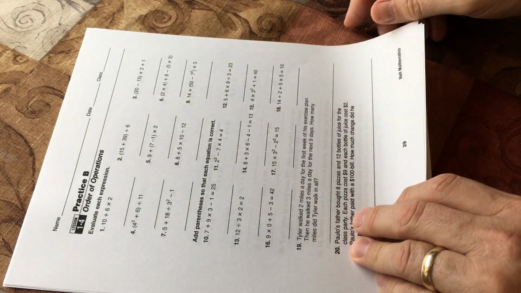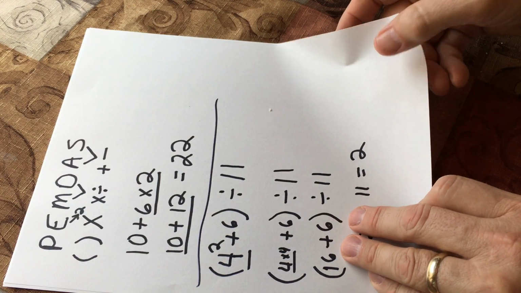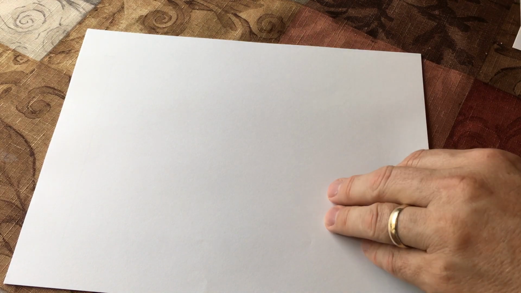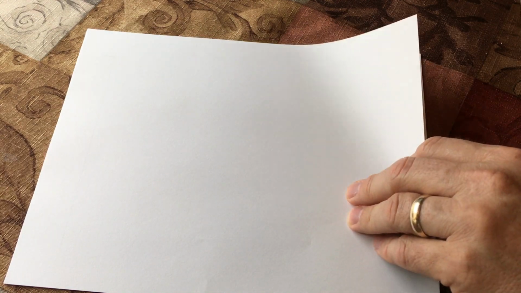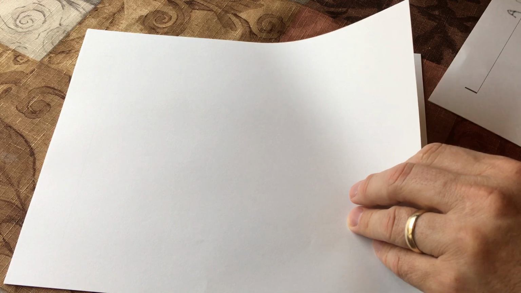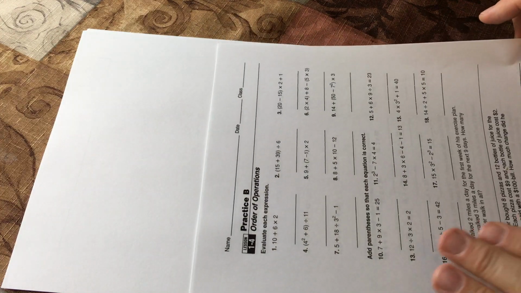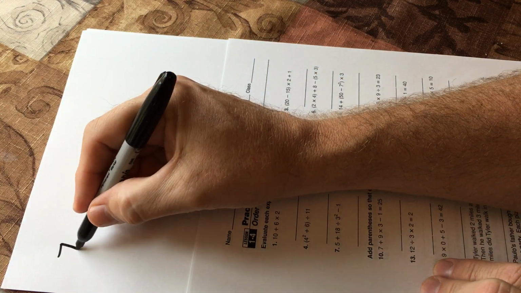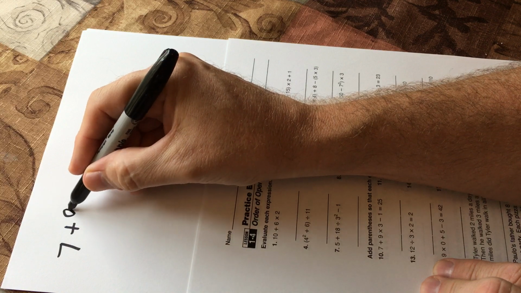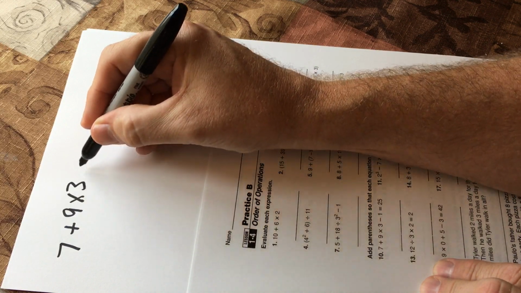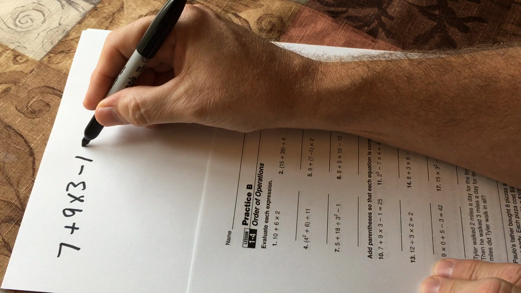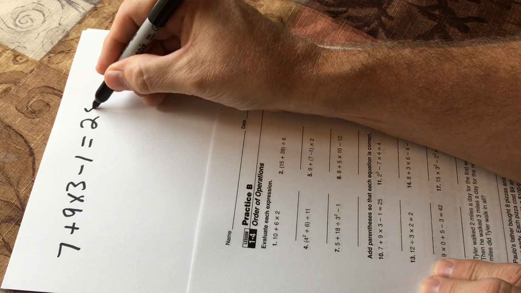Okay, let me get this set up. We'll get a new sheet of paper here. Okay, all set. Let's rewrite it. Number 10, we have 7 plus 9 times 3 minus 1 equals 25.